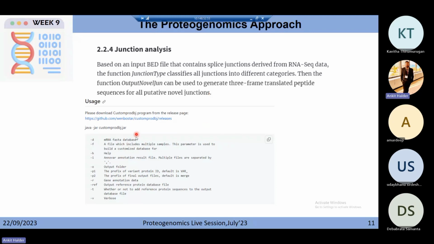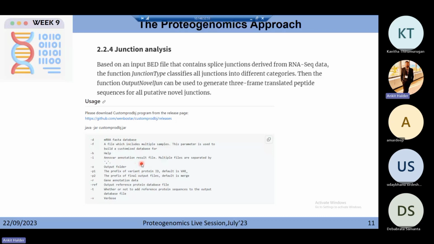So it needs an mRNA, and it will give an mRNA FASTA database. Once you get the FASTA database, you can easily put it on any sequence search database for the proteomics datasets, and you will definitely get all those proteins or peptides. For a file which includes multiple samples, you need ANNOVAR annotation result files. So how will you annotate the variant files? A popular tool is ANNOVAR, which will help you to annotate your result file.